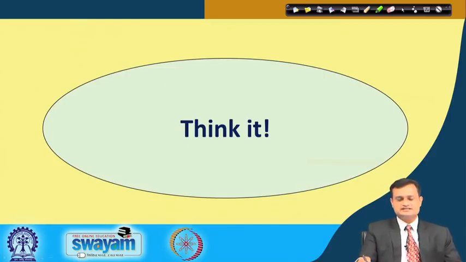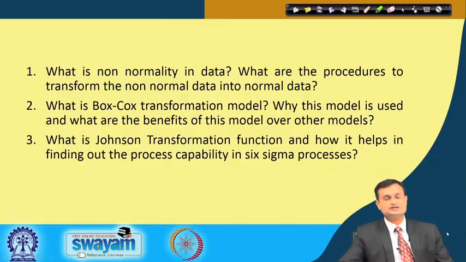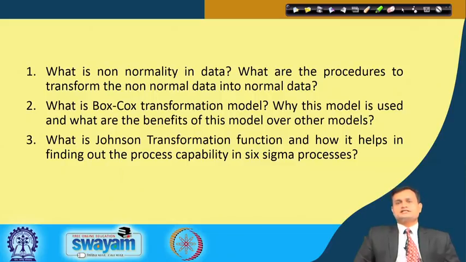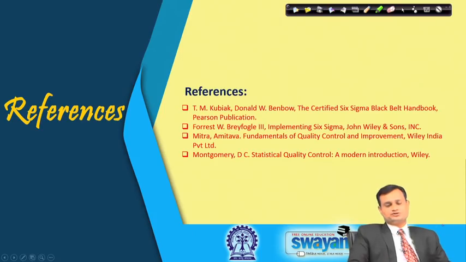Let me end this session with a small think-it. What is non-normal process capability and what is non-normality in the data, and what procedures would you like to follow to convert your non-normal data into normal data? What is the Box-Cox transformation, why is this model used, and what is the Johnson transformation function, and how does it help in finding out the process capability in Six Sigma processes?